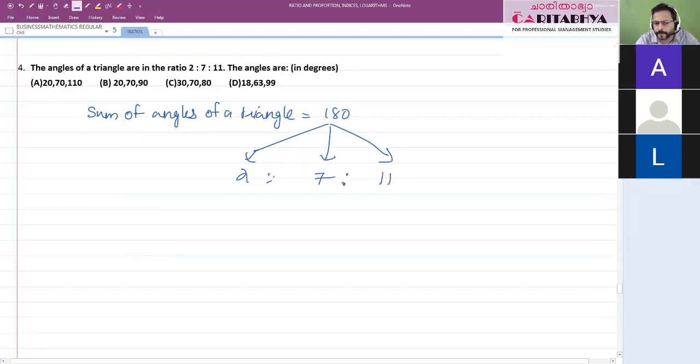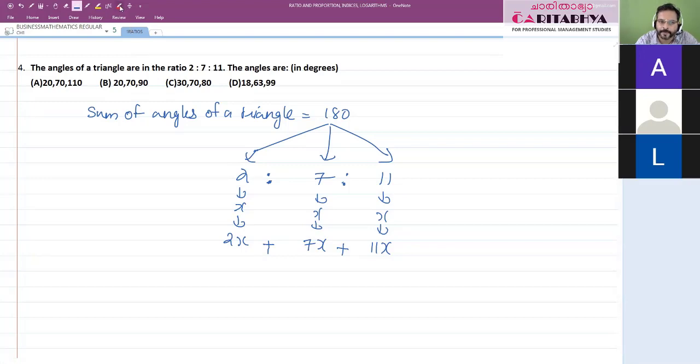Now in the ratio, one term multiplies all terms. We have a continuous ratio, so this non-zero number x multiplies every term. So the actual angles in terms of x are 2x, 7x, and 11x, and their sum is 180.